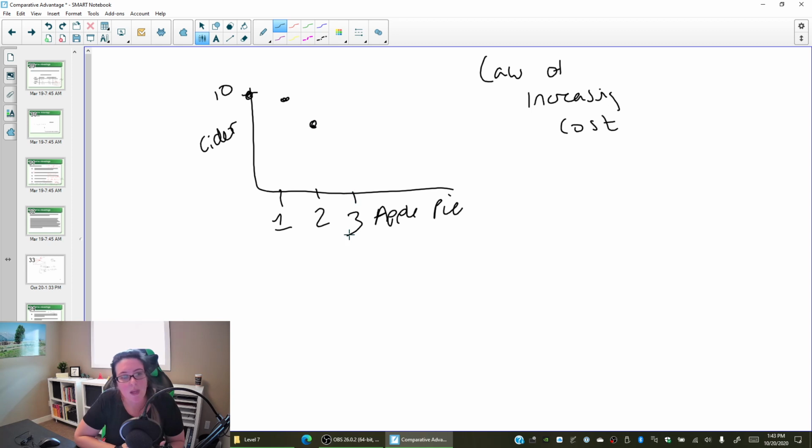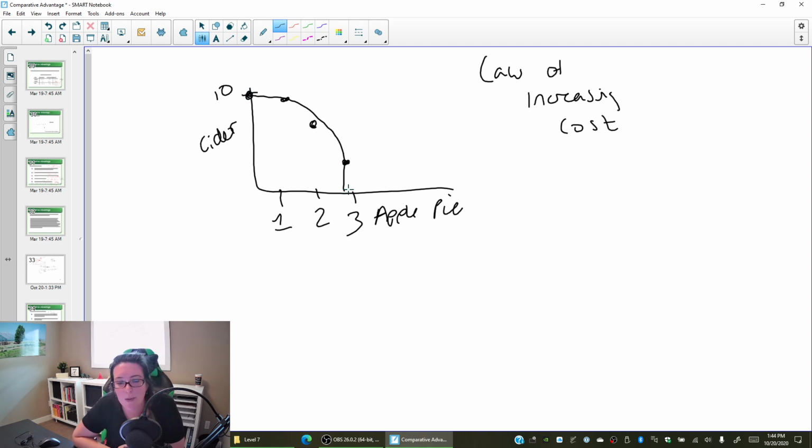Now, as we go to make that third apple pie, all the really good apples went in the first pie, the second best went in the second pie. The third apple pie is going to need a lot more apples because they're a lot more bruised and not as good. And now we're giving up a lot of cider to do it. So notice that because we had a finite amount of resources and we had to choose which ones went into the pie and which ones went into the cider, the level of sacrifice changed.